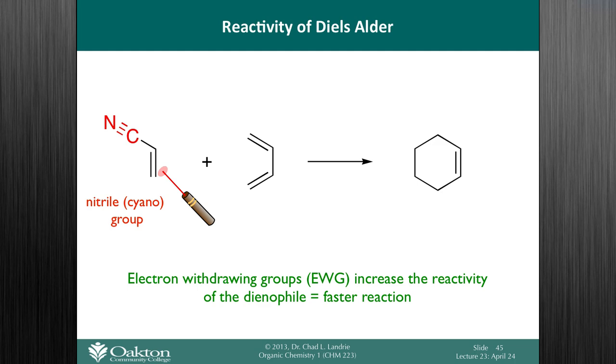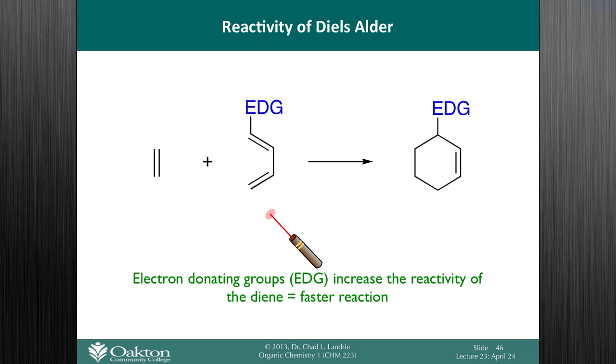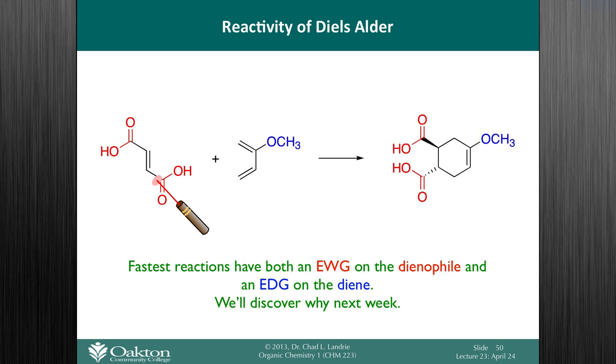In contrast, on the diene, we need to add electron donating groups to increase its reactivity. Examples of electron donating groups are methyl. It can donate through hyperconjugation, as we've seen before. Methoxy groups are electron donating because they have electron lone pairs on the oxygen, which they can donate towards that pi system. In essence, anything with an electron lone pair can be an electron donating group, such as an amino group. The fastest reactions, then, are those in which the dienophile has electron withdrawing groups, and the diene has electron donating groups.